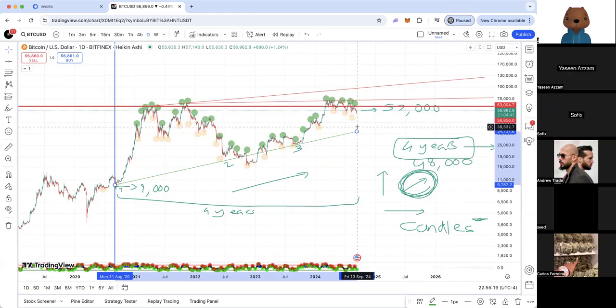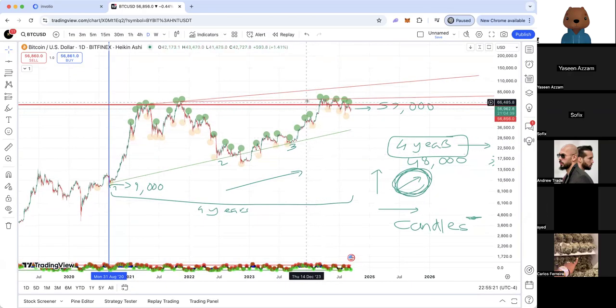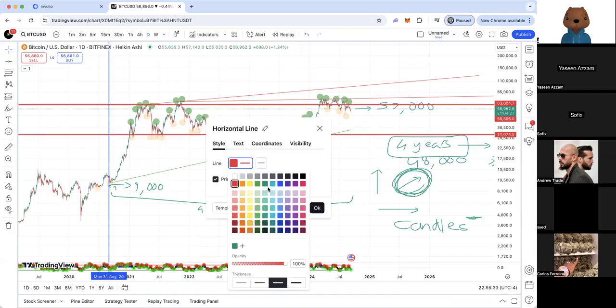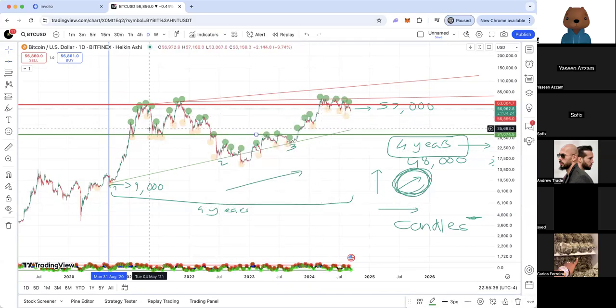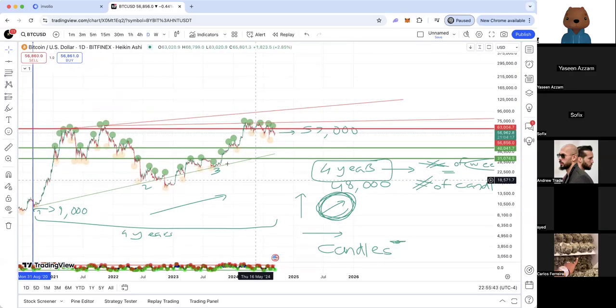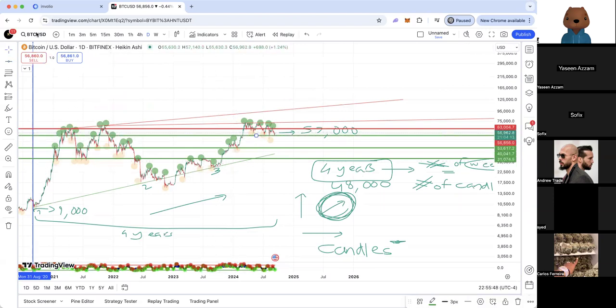So I'm going to make the lines a bit thinner. Okay? And we're going to draw major resistance here. We got a major support here around this level. This is a key level, major support. All right. We got another major support here. And then we got one more support here. So these levels are very important.